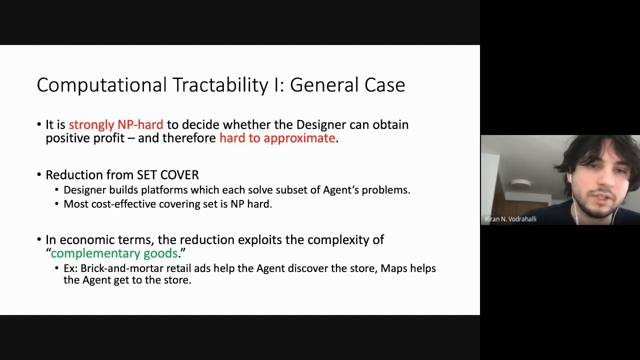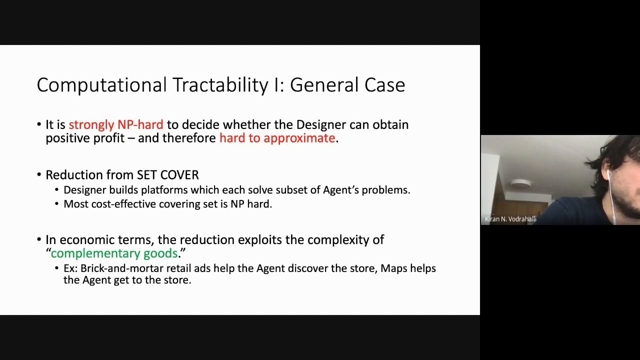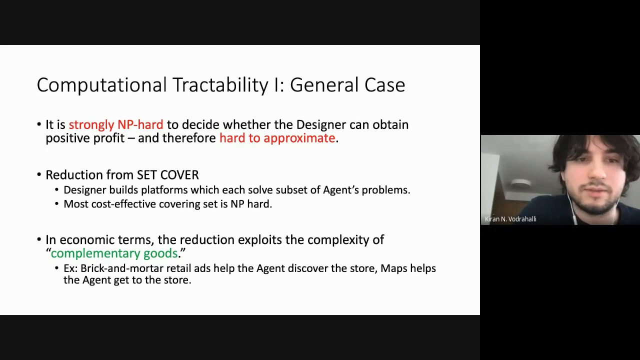On the other hand, if the agent's problems can all be solved by, say, platforms, then they will be able to stay in a good reward. And it has to be the case that all of them are solved. So now this basically means that the designer's problem is to come up with a platform for each, which can solve a subset of the problems such that overall you have a minimum cost. This is very similar sounding now to set cover. And the most cost-effective covering set is an NP-hard problem.